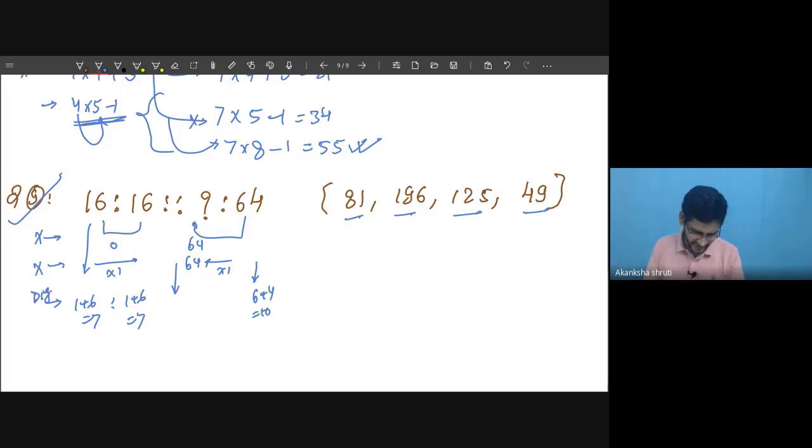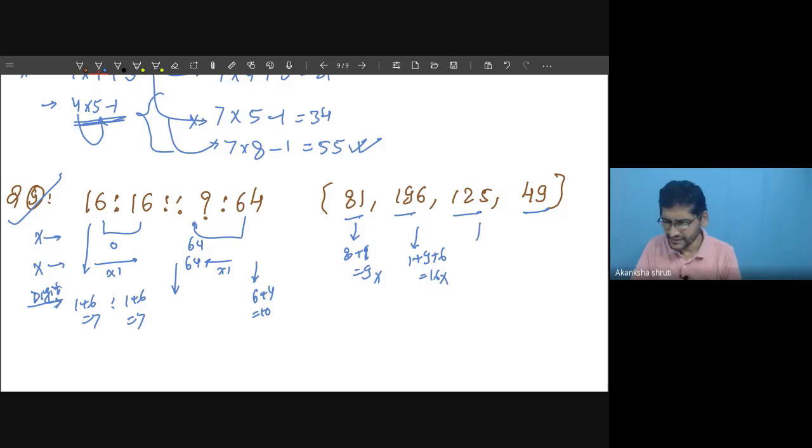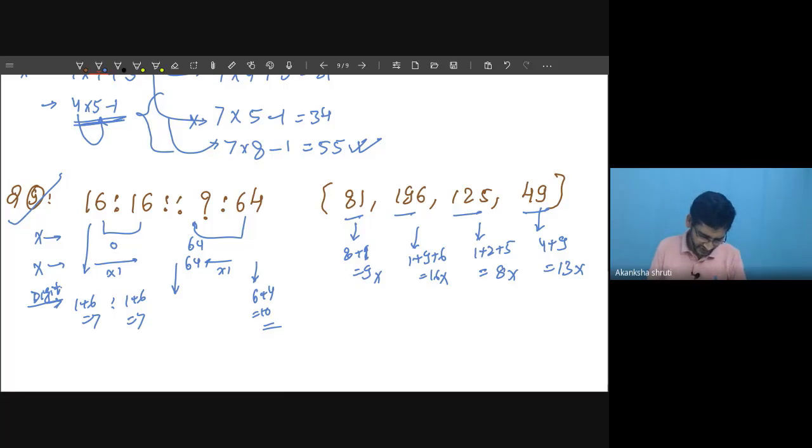So this was the digit relation I am trying. If that is there, that is also a possibility. Okay, so 8 plus 1 is 9. Rejected. 1 plus 9 plus 6 is 16. Also rejected. 1 plus 2 plus 5 is 8. Also rejected. 4 plus 9 is, sorry, yes, it is 13. Also got rejected. None of them is giving 10. So got rejected. What else do we have?